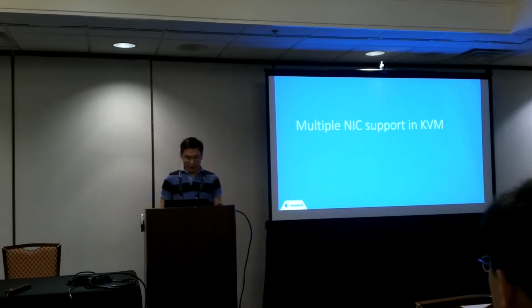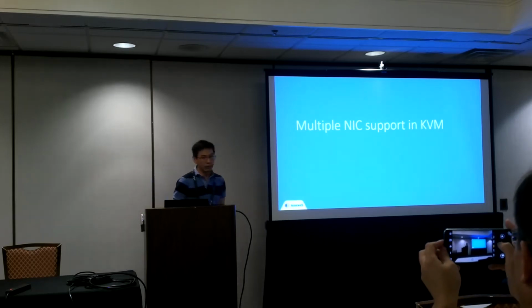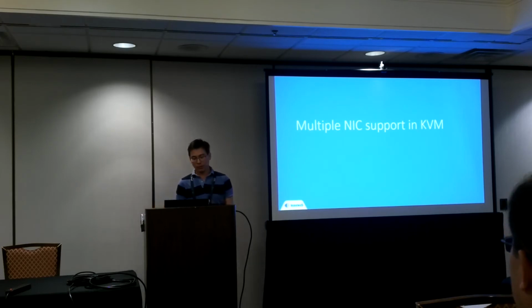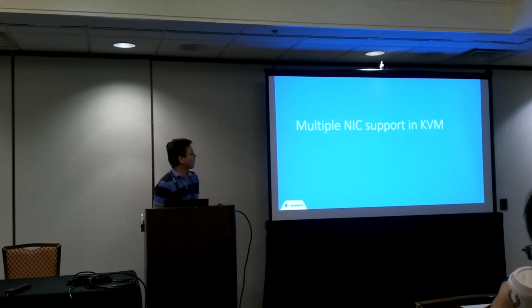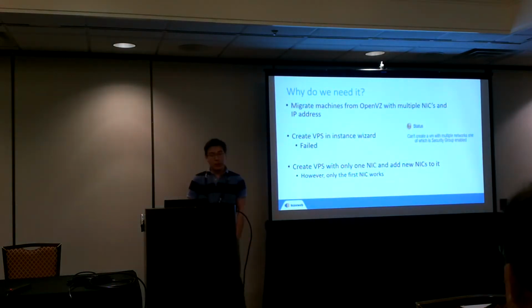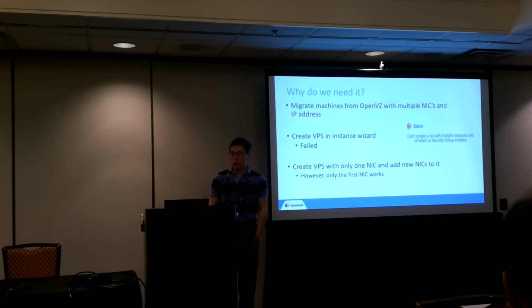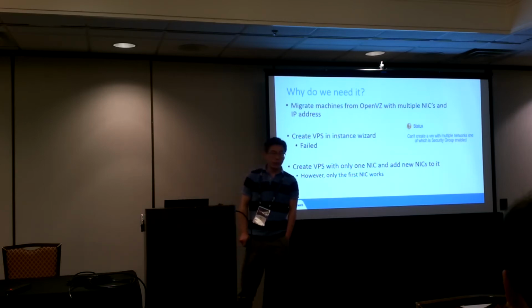Good morning. I will talk about some of our improvements on the networks, on volumes, on VM console, and the containers. First, multiple NIC support in KVM. Why do we need this? Because 2 years ago, we migrated around 3,000 containers from OpenVZ containers to CloudStack. We had a problem: many containers have multiple IPs and multiple NICs.